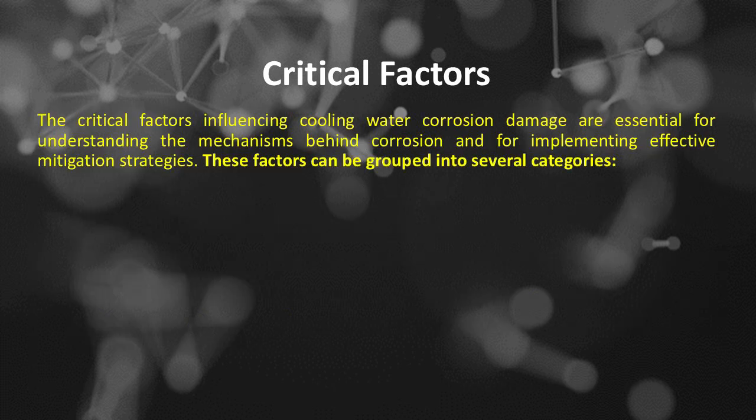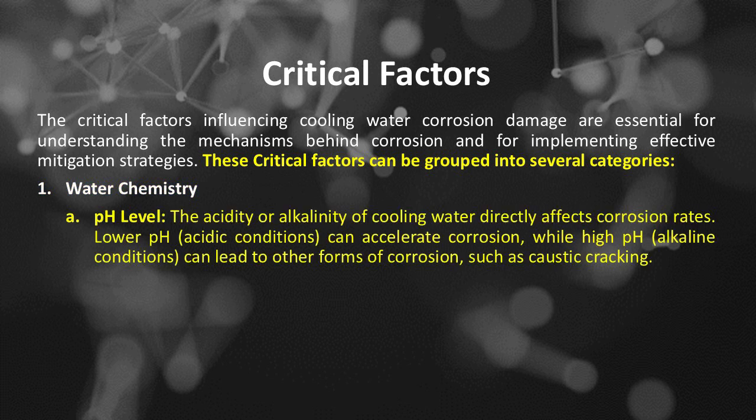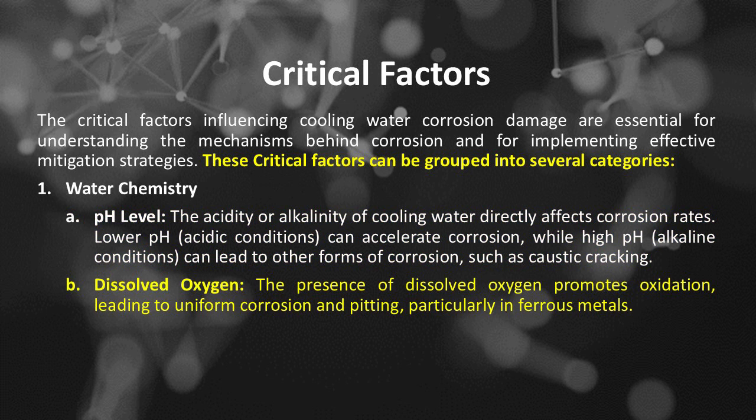The critical factors influencing cooling water corrosion damage are essential for understanding the mechanisms behind corrosion and for implementing effective mitigation strategies. These factors can be grouped into several categories. Number 1 is water chemistry. Number A of water chemistry is pH level. The acidity or alkalinity of cooling water directly affects corrosion rates. Lower pH, acidic conditions, can accelerate corrosion, while high pH, alkaline conditions, can lead to other forms of corrosion, such as caustic cracking.